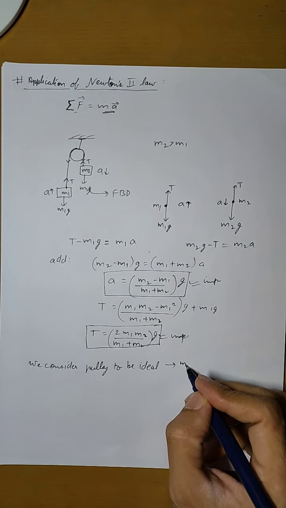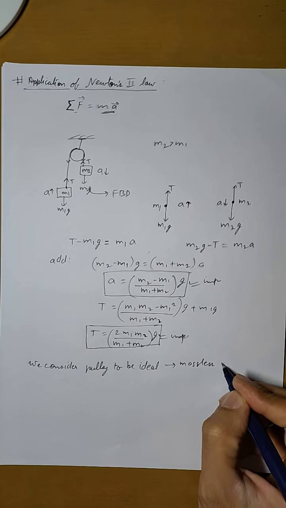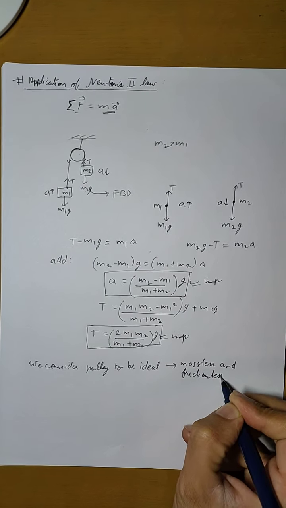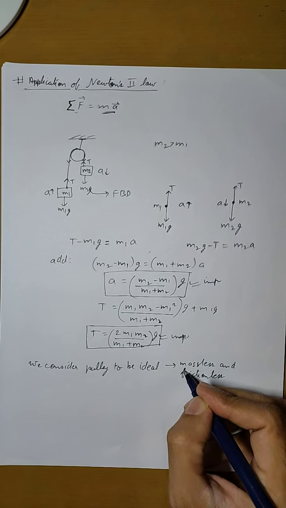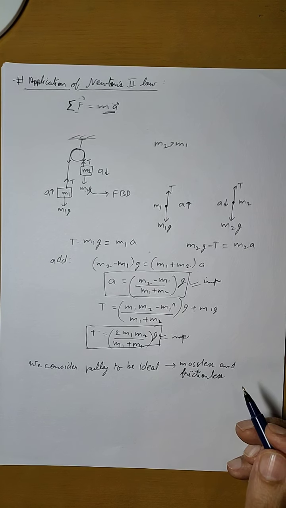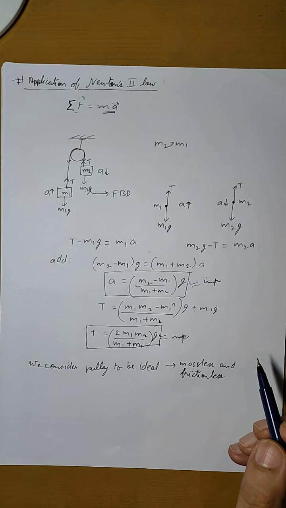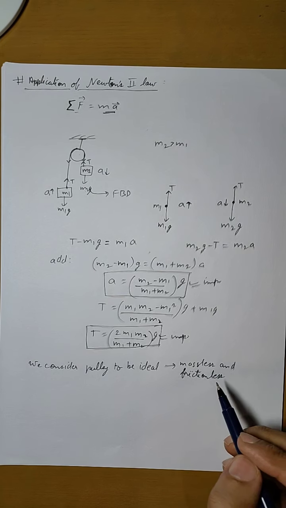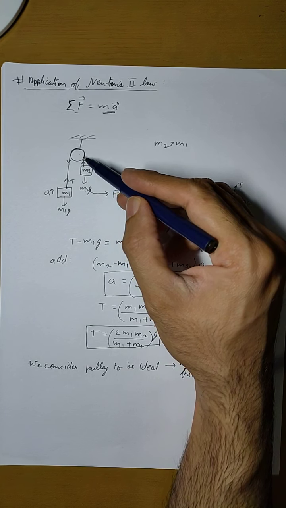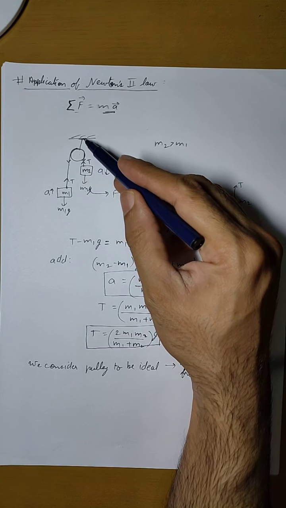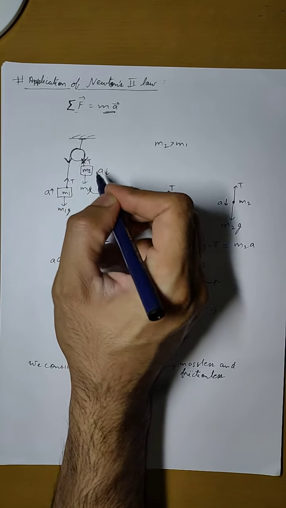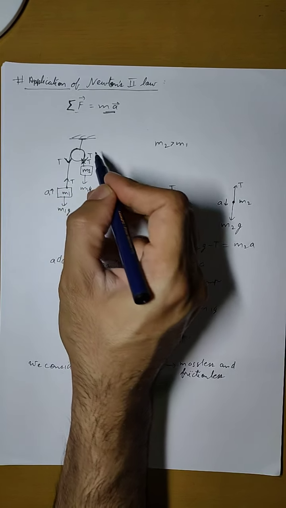When we say ideal, it means the pulley is massless and frictionless. So unless it is specified in the question otherwise, we are going to consider the pulley as a massless pulley. Since the pulley is ideal, there is no mass or friction in the pulley. That means the only force applied by the pulley on the ceiling will be these two forces in the downward direction, and we know that these two forces are equal to T.